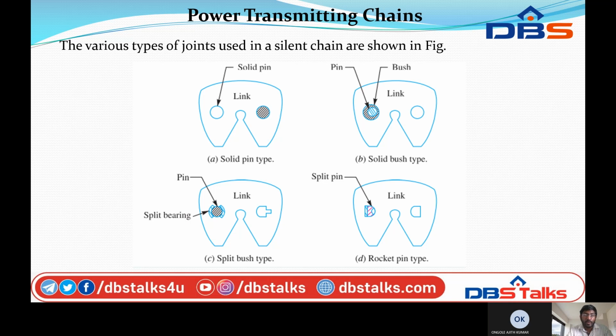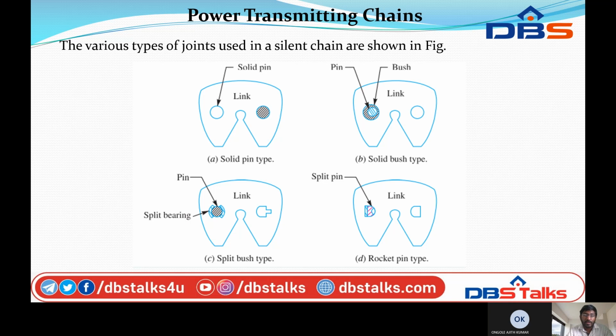The next one is the solid bush type. It is arranged to the 2 pins by using the link. It has the pin and bush arranged. The next, third one is the split bush type. It has a split bearing arranged to the joint with the help of pins.